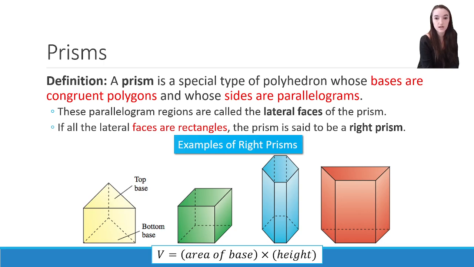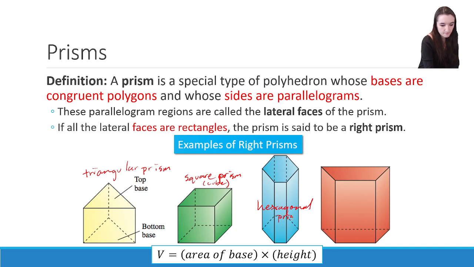So here we have examples of right prisms, which are the ones we are typically going to talk about in this class. So here we have a triangular prism, specifically a right triangular prism. We have a square prism, but it's just a cube. Square prism is the same thing as a cube. We have a hexagonal prism. And a trapezoidal prism.